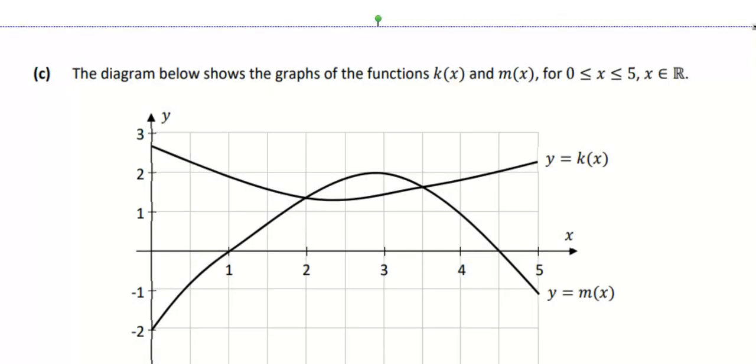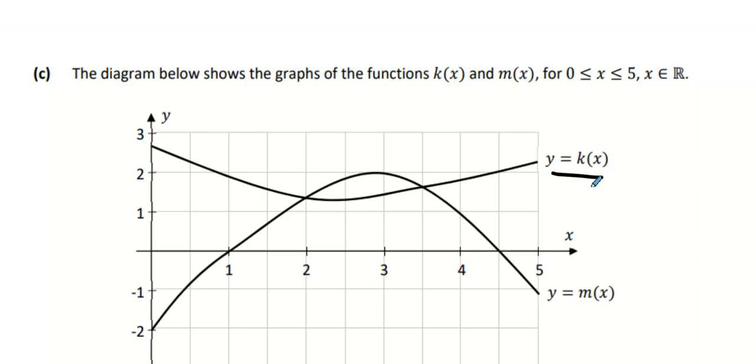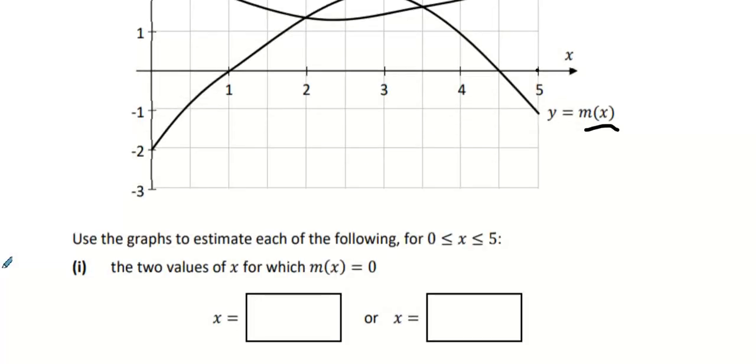All right, awesome. We have 2 graphs. Everybody cool with that? 2 functions. Function K is like a U-shaped one, and function M is like an N-shaped one, okay? And it only draws from 0 to 5 on the x-axis. Okay, let's keep looking downwards.